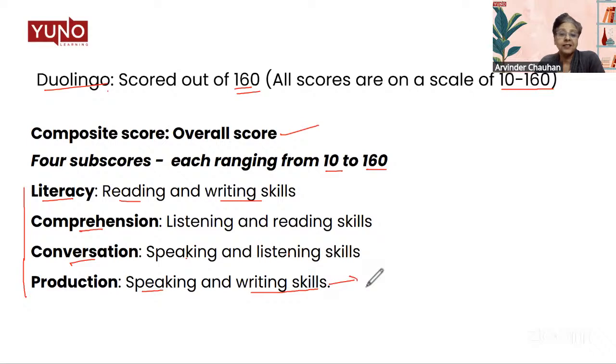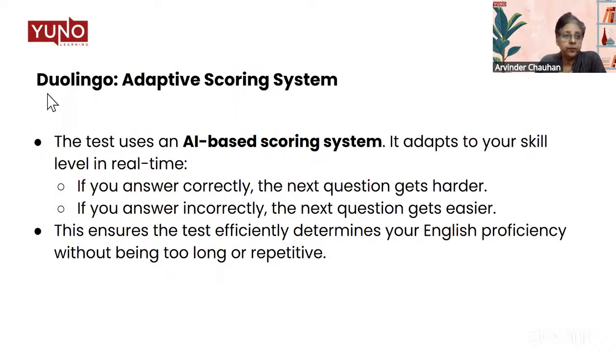This one is considered to be the most difficult, and this is the one area where people get less score. So if you're taking the Duolingo test, this is where you really have to put all your focus. Okay, the production. Let's move on from here.